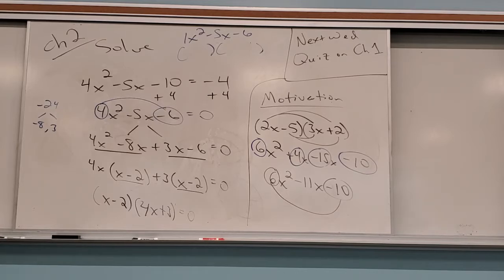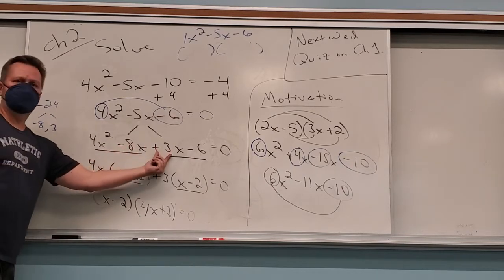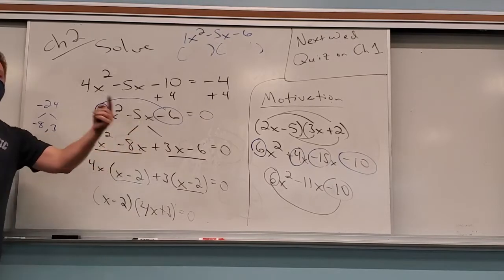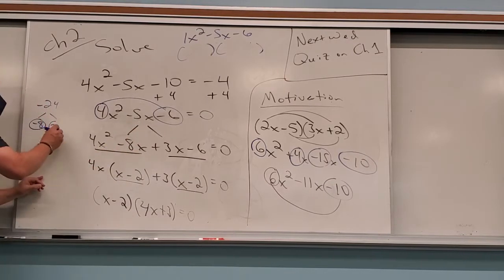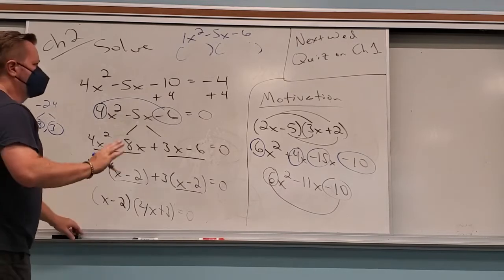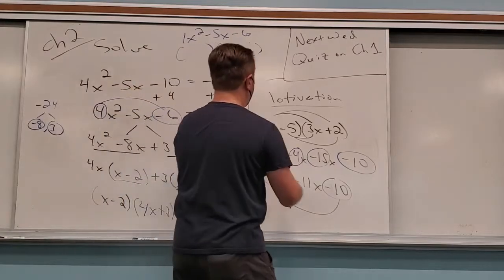Real quick, isn't negative 7 plus 2 negative 5? But the grouping wouldn't work. These are the only numbers that will make the grouping work. Okay. So, we'll do another example of this in a minute.